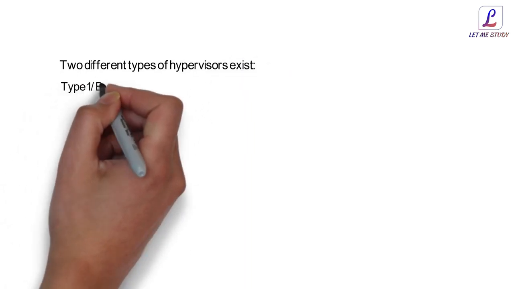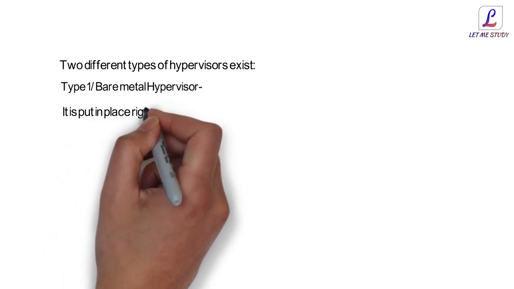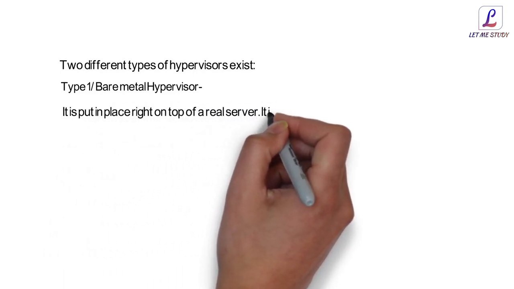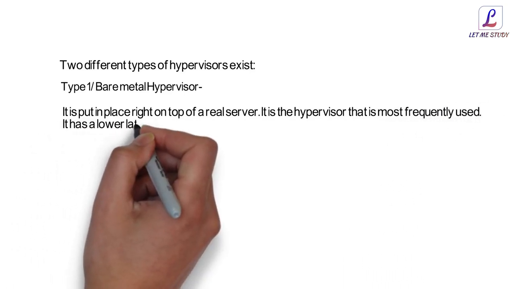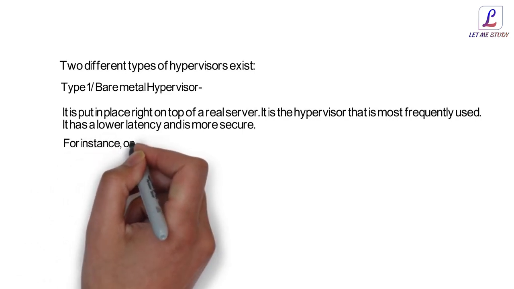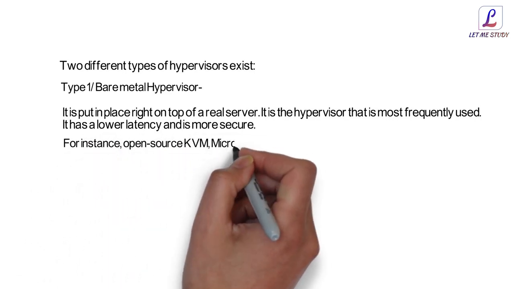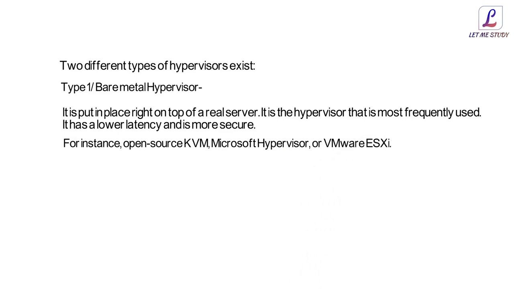Type 1. Bare metal hypervisor. It is put in place right on top of the real server. It is the hypervisor that is most frequently used. It has a low latency and is more secure. For instance, open source KVM, Microsoft Hyper-V, or VMware ESXi.